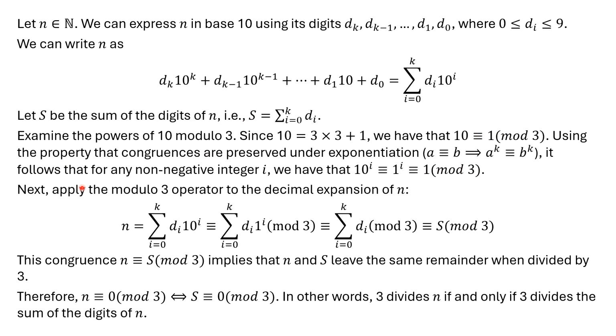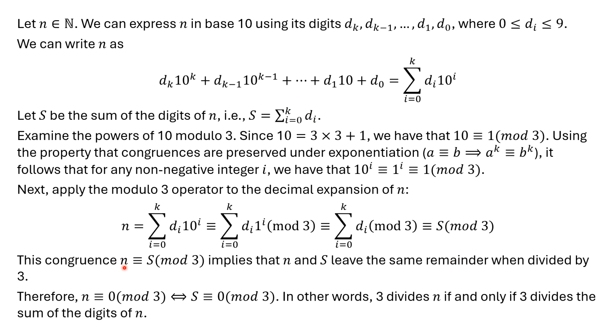So if we apply modulo 3 to our equation up here, so we have n equals the summation, then this is congruent to this mod 3, but as we just said, 10 to the i is congruent to 1 to the i mod 3, that's just 1. So this is congruent to d sub i mod 3. So you're just taking the sum over the d sub i's. In other words, this thing here, and that's mod 3.